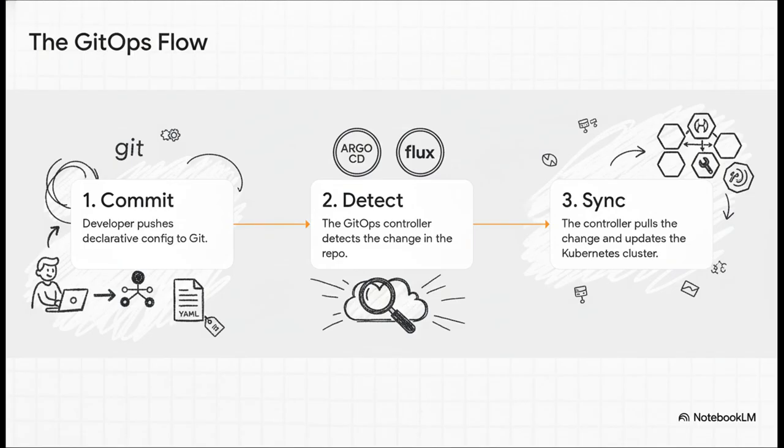Step 1, a developer pushes a change to Git. Maybe they're just updating an image tag in a YAML file. Step 2, the GitOps agent, Argo CD, Flux, whatever you're using, is always watching that repo, and it immediately detects the new commit. And step 3, it pulls that new config down and automatically updates the cluster to match it.